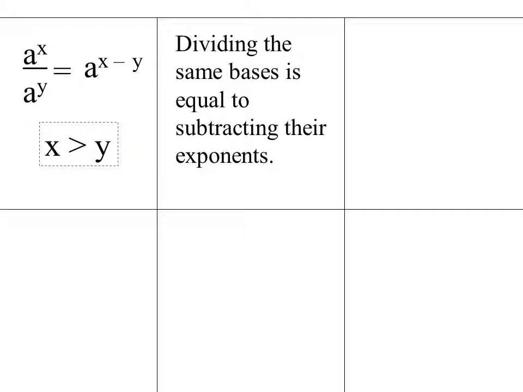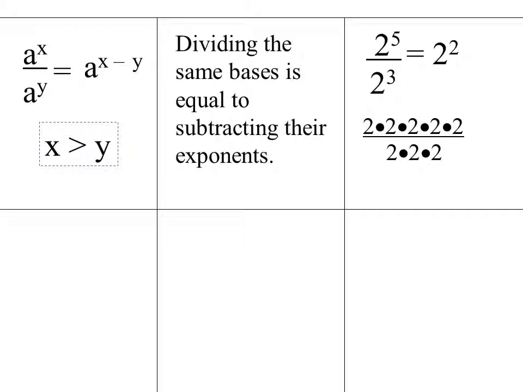Now, let's talk about dividing the same bases, which is equal to subtracting the exponents. So if I have a to the x power over a to the y power, that really just means a to the x minus y. All I do is subtract the exponents. So if I have 2 to the fifth power over 2 to the third power, that just means I have 2 to the second power. Here's a visual example. 3 of my 2's are going to cancel out. That just leaves me 2 times 2.